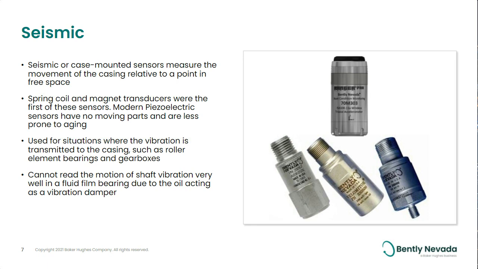We also use them on large steam turbines where we integrate that velocity signal to displacement, add it to the proximity value, and get absolute values. And as I mentioned in the introduction, seismic transducers cannot read the motion of shaft vibration very well in a fluid film bearing due to the oil acting as a vibration damper.